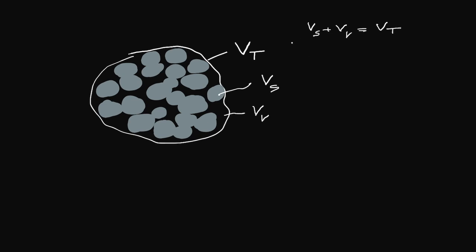Now, the porosity N is defined as the volume of the voids divided by the total volume. So it represents the fraction or percentage of the total volume that is just empty space. Typically in rocks and soils and geologic materials, porosity will range from near zero in some materials, some rocks, to maybe about 50% or 0.50.